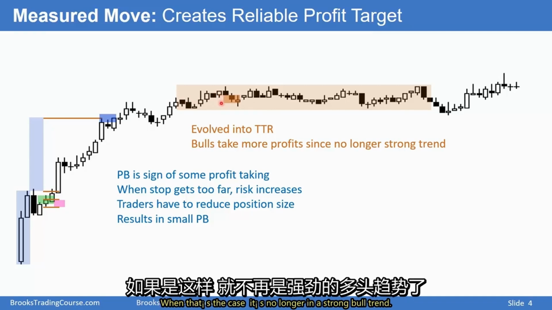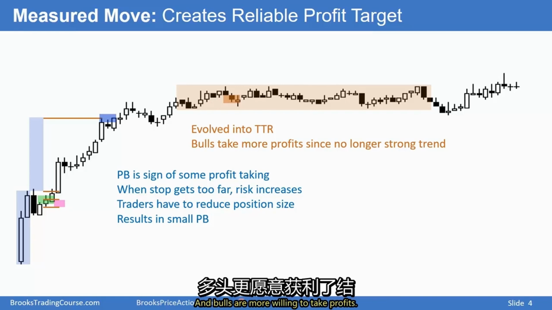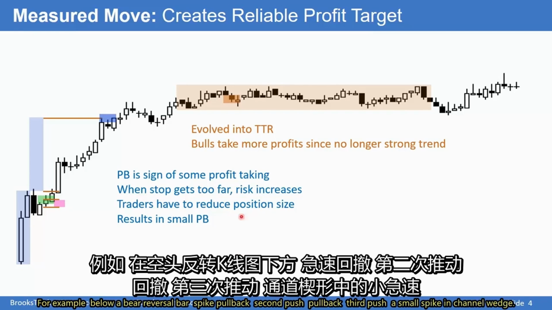And when that's the case, it's no longer in a strong bull trend. You have to trade it differently. And bulls are more willing to take profits, for example, below a bear reversal bar. Spike, pullback, second push, pullback, third push, a small spike and channel wedge.